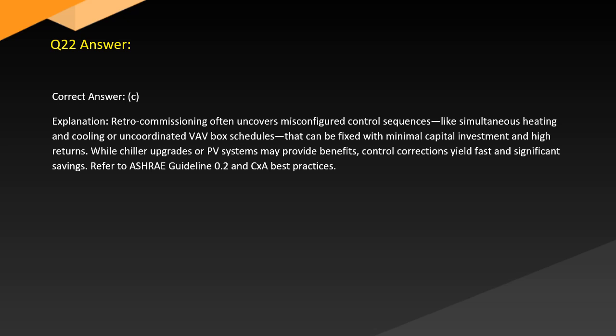Answer. Correct answer: C. Explanation. Retrocommissioning often uncovers misconfigured control sequences, like simultaneous heating and cooling or uncoordinated VAV box schedules. That can be fixed with minimal capital investment and high returns. While chiller upgrades or PV systems may provide benefits, control corrections yield fast and significant savings. Refer to ASHRAE Guideline 0.2 and seek best practices.